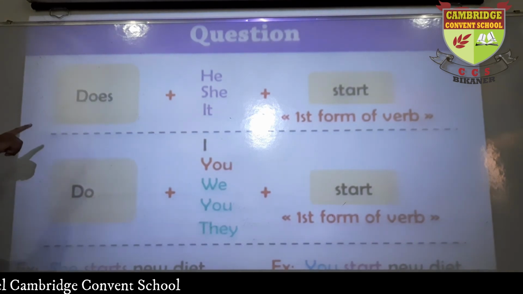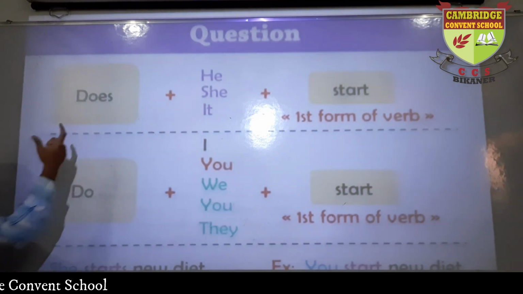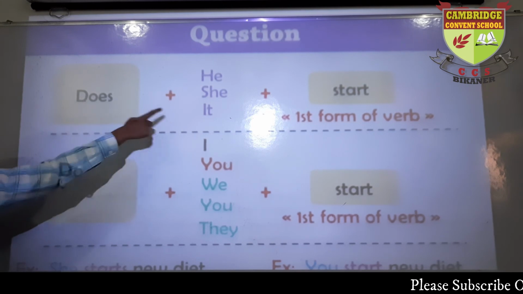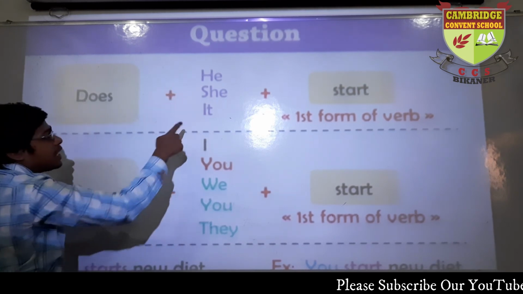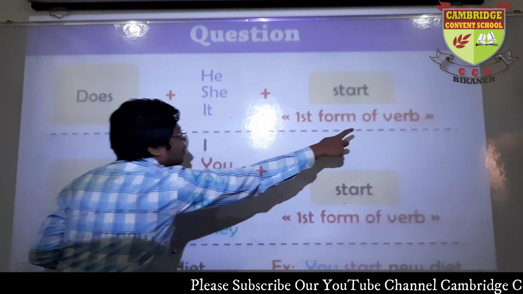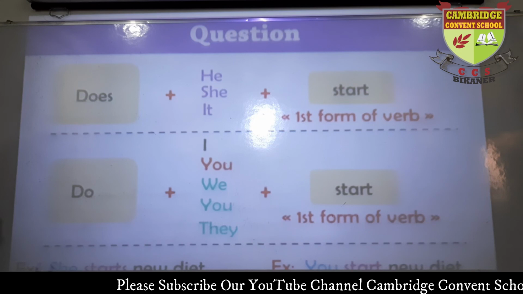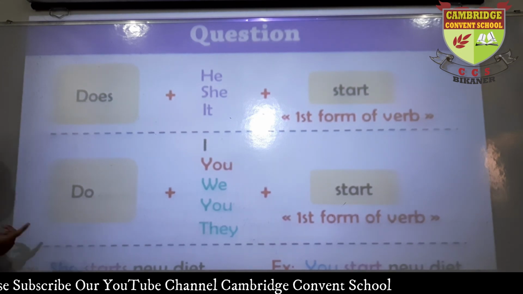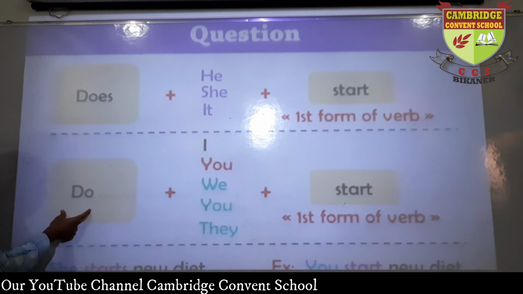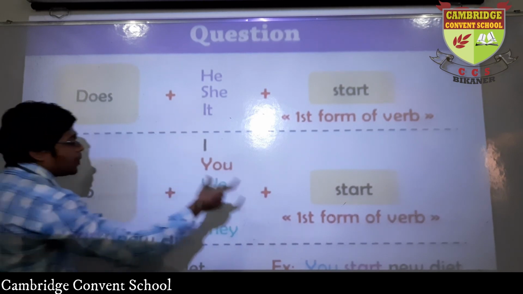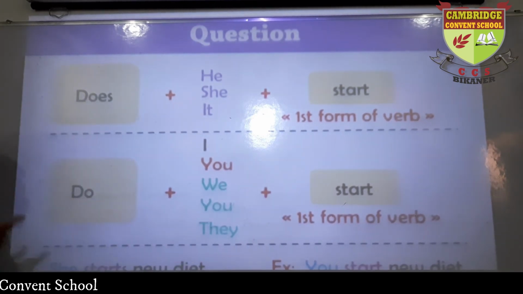For interrogative sentences, we use the first helping verb at the start of the sentence. Here we use does for the singular subject: does plus he, she, it, plus the main verb, that is start, the first form of the verb. This is the structure of question sentences. For the plural subjects we use do at the start of the sentence plus plural subject plus main verb as it is.